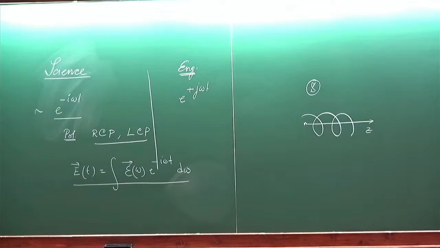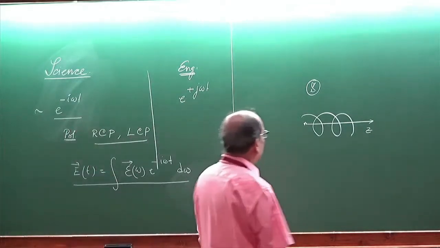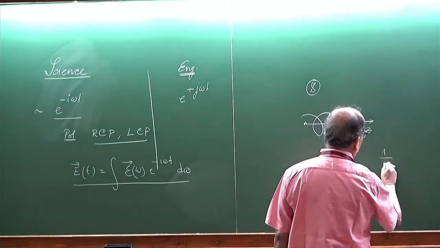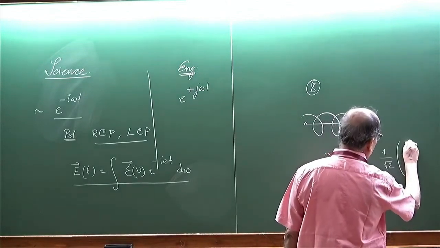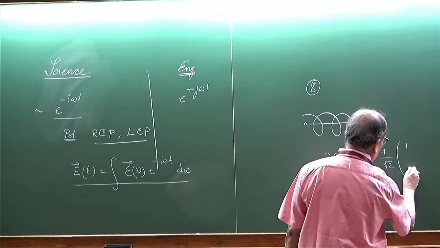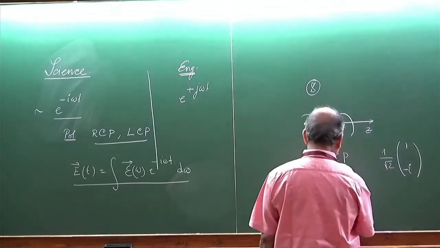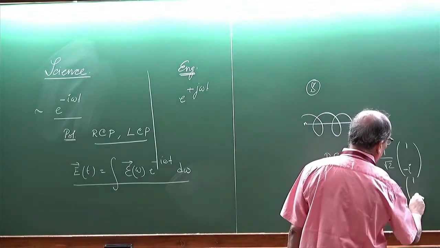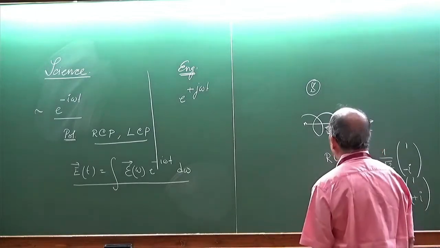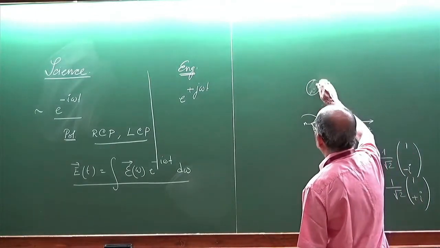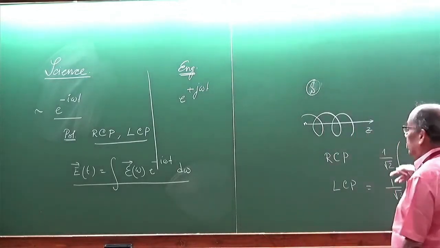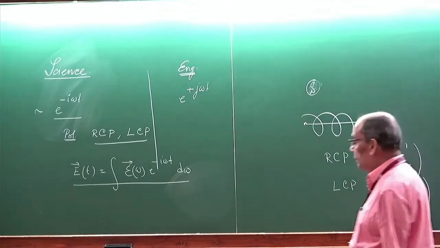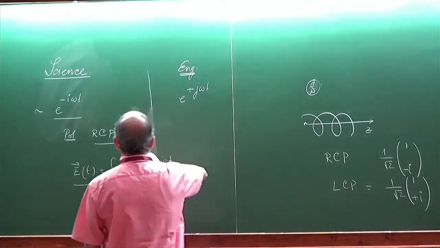Okay, that is one thing. If you write right circular polarization in this convention, the components in Jones representation will be 1 by root 2 times (1, minus i) for RCP, and the LCP will be 1 by root 2 times (1, plus i). But this is the source viewpoint. In the detector viewpoint, it will be the other way: RCP will be (1, plus i), and the other one will be (1, minus i). This is one comment.